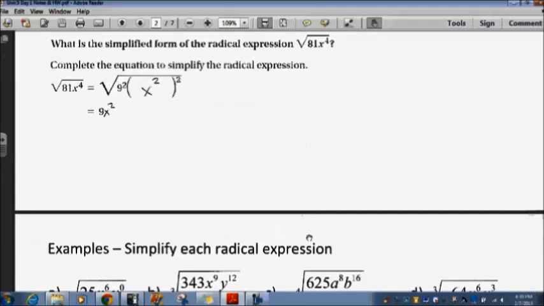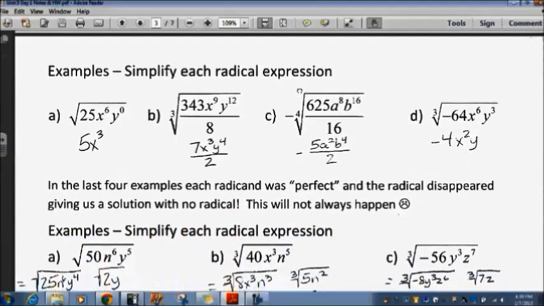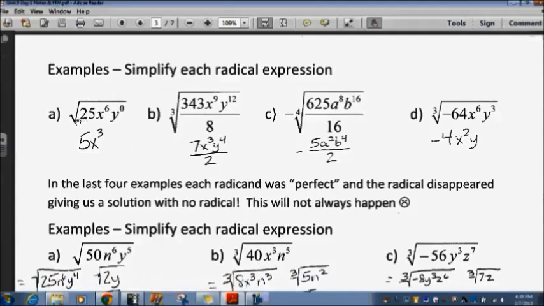Let's move forward. Simplify each radical expression. Okay. A, the square root of 25x to the sixth y to the 0. Well, the square root of 25 is 5. The square root of x to the 6 is x to the 6 over 2, which is just x cubed. y to the 0 is 1. So it's just 5x cubed. Anything to the 0 is 1.